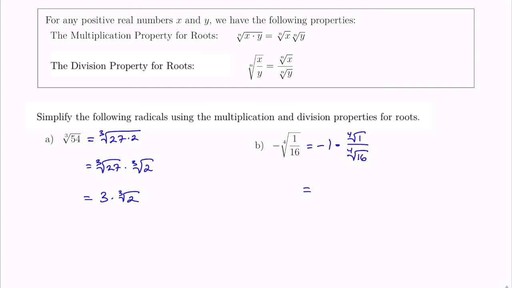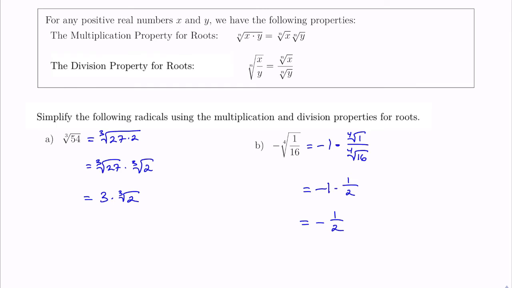When simplifying this, it turns out that these are both nice fourth roots to be dealing with. The fourth root of 1 is 1, and the fourth root of 16 is 2, because 2 times 2 times 2 times 2, or 2 to the fourth power, is 16. So simplifying this, I get negative 1 times 1 over 2. And negative 1 times 1 over 2 is simply negative 1/2.